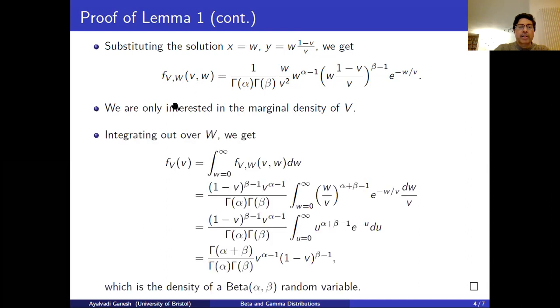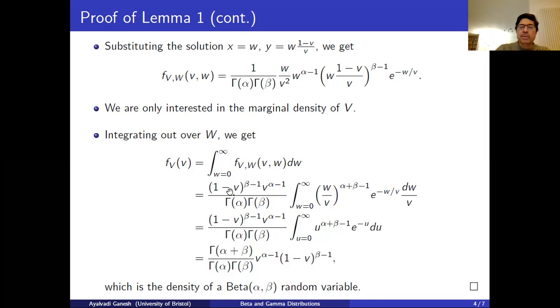Okay, I'm just saying all that. So to get the marginal density of V, you have to integrate out over W. So the marginal density of V is the joint density integrated over all possible values of W, which is from 0 to infinity. Okay, lot of algebra here. We are integrating out over W.